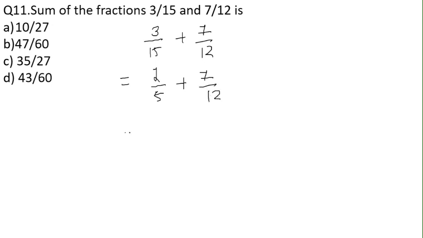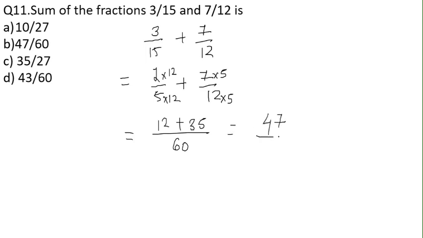So the LCM for 5 and 12 is 60. To make 5 into 60, I am multiplying it by 12, so upwards also I have to multiply it by 12. Plus, if I am multiplying downwards by 5 to convert 12 into 60, I have to multiply upwards also by 5. 7 5s are 35. So this will give me 12 plus 35 is equal to 47 upon 60. So the correct answer for the given question is option number B.